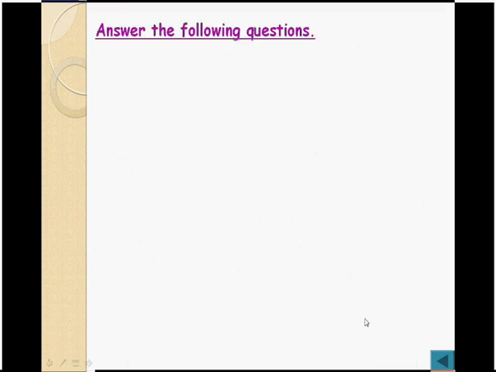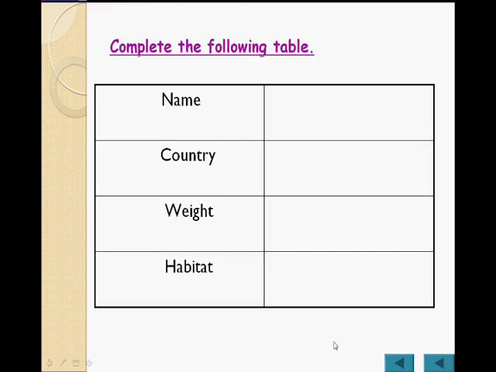Let's go back to the table and see what you did. So for the first part, which is name, of course the name of the thing we are talking about, so it's the giant panda, of course. So the whole passage is about the giant panda. The country, yeah, China. Excellent.